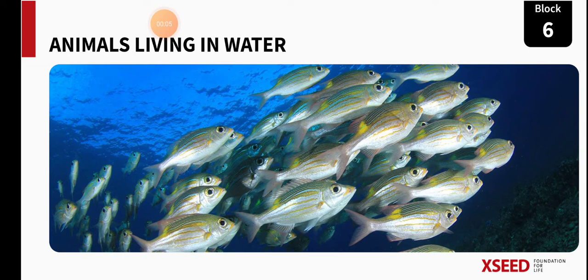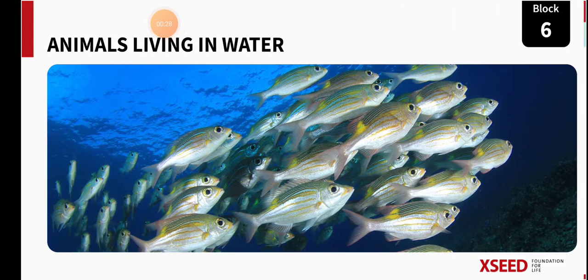In last class you learned about animals living in special habitats and what their special features are. You learned examples like camels in the desert and polar bears in cold regions, and you learned them very well. In today's class, you are going to learn about the organisms which live in water.